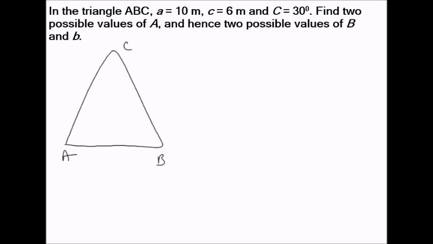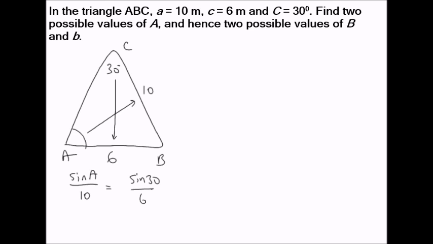We have angle A, and length a is across from our angle. Now length c is across from angle C, which is down here, and angle C is 30 degrees. So in this case I want to find angle A. So using the sine rule, I'd have the sine of A divided by the length opposite, which is 10, is equal to the sine of 30 divided by the length opposite it, which is 6.